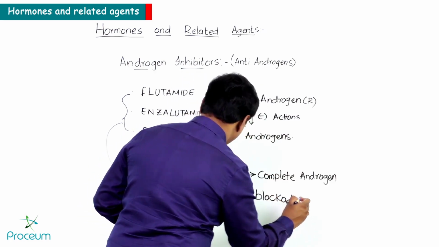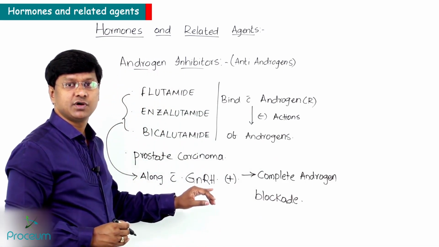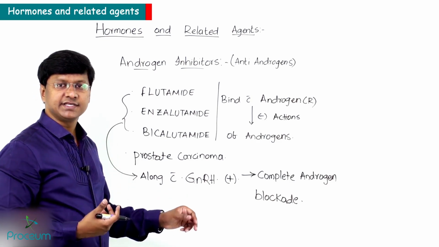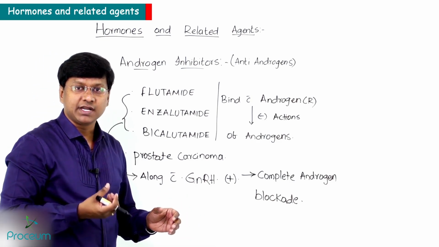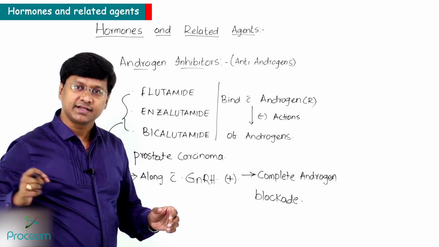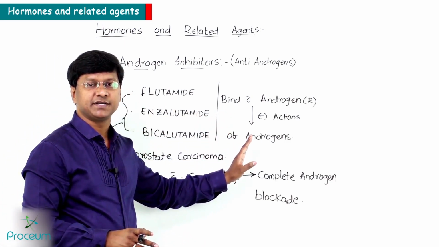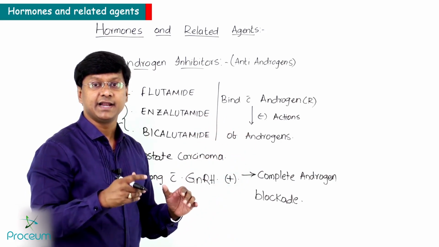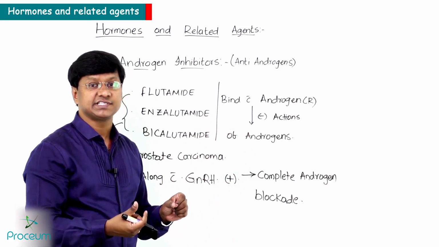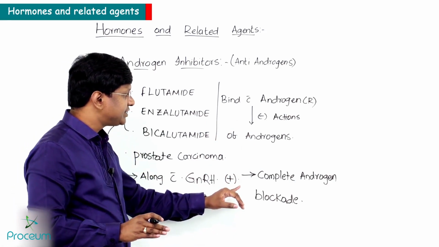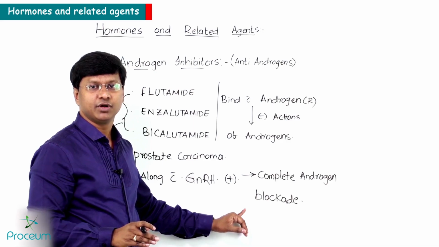Now, what will the gonadotropin releasing hormone agonist do in case of males? It will increase the androgen release. So whatever androgens are there will be completely released, but these drugs will inhibit the actions of those androgens. So whatever androgens are being synthesized in the individual are completely blocked. This strategy is known as the complete androgen blockade.